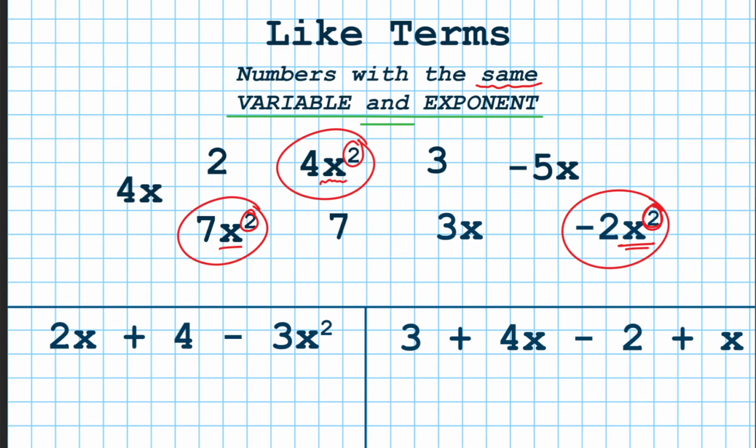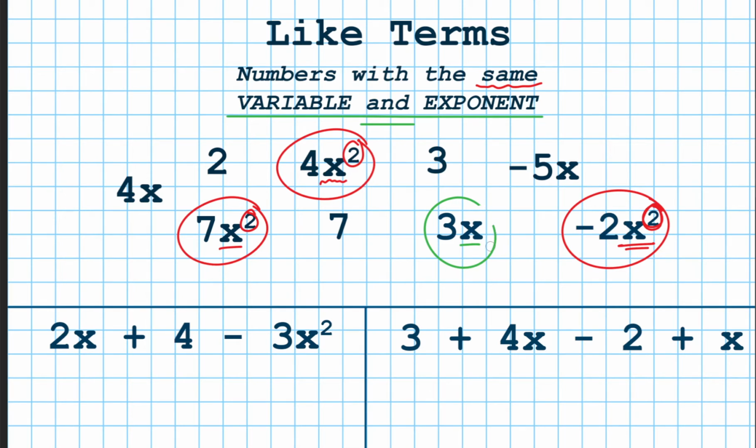You may have been tempted to choose maybe 3x over here because you were thinking to yourself, well, Mr. Grapp, 3x, it's a different number, but it has the same variable. Look at that. They all have x. Aren't they like terms? And that's why we double underlined the word "and." Because, yes, they have the same variable, but they do not have the same exponent. All of these have a 2 in the upper right-hand corner. This 3x doesn't have anything in the upper right-hand corner.